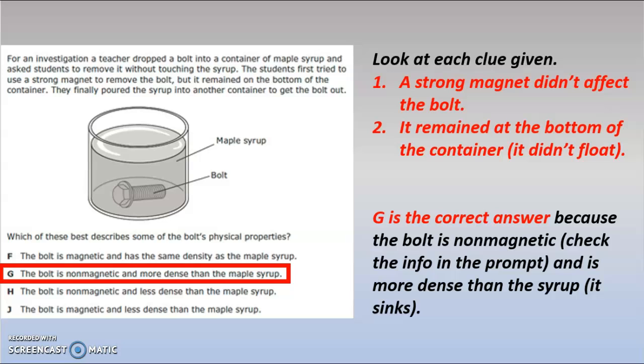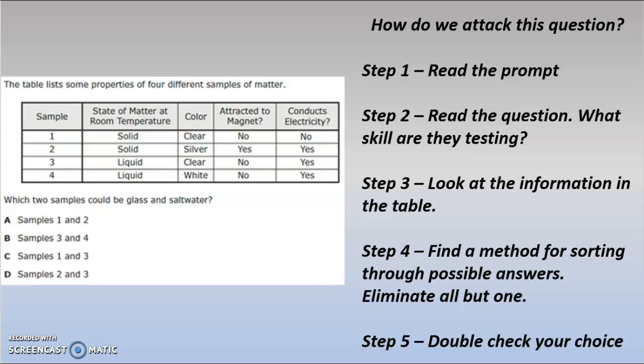All right, might have time for one more. Let me see if we can do one more real quickly. This is going to be the same thing. It's going to list a chart up there, and the only properties that we're looking at are the state of matter, solid, liquid, or gas, the color, is it attracted to a magnet, and does it conduct electricity?